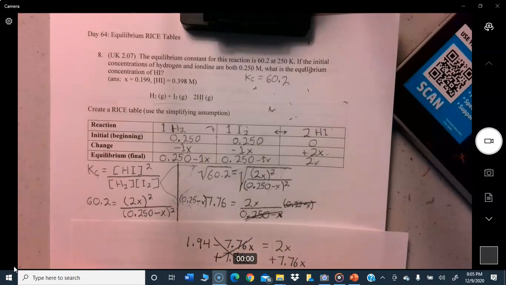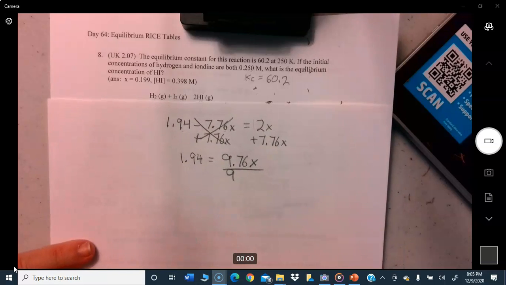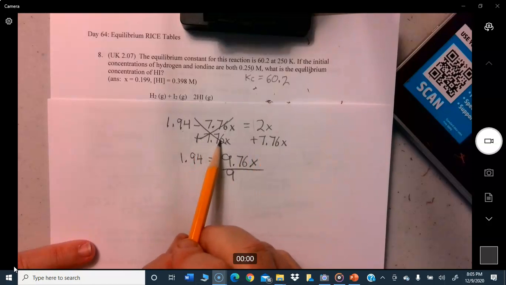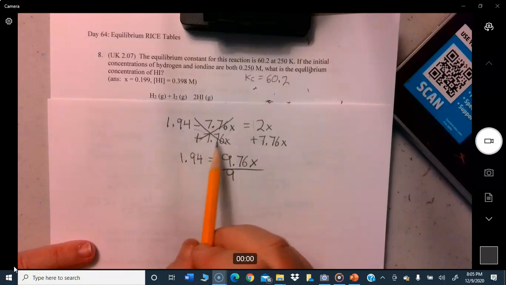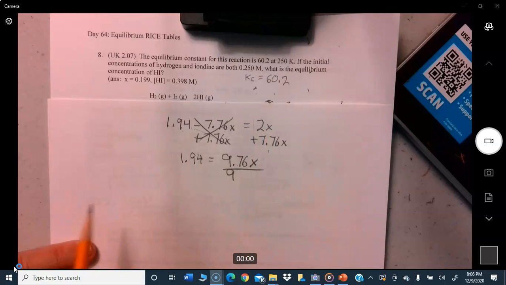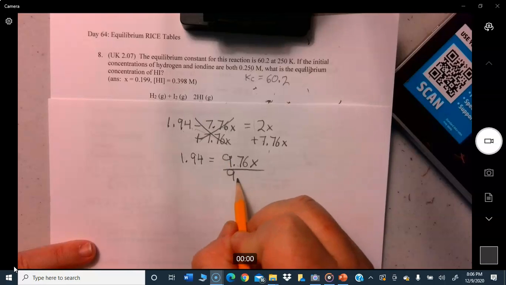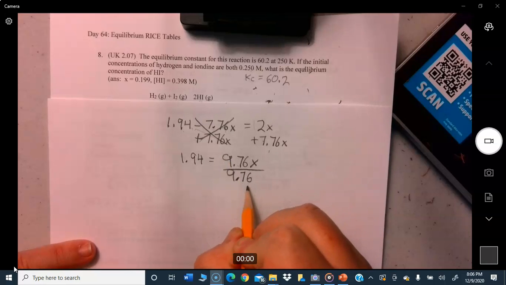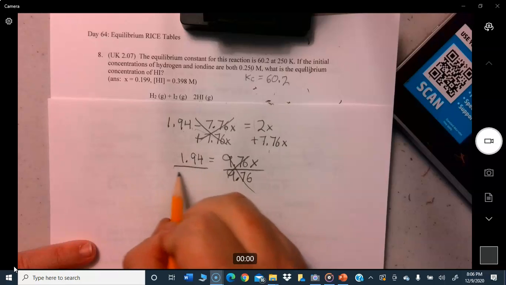That goes away, and I have 1.94 equals 9.76x. Divide both sides by this. So what I did was I added 7.76x to both sides. This one canceled. That becomes 9.76x. And then you still have the 1.94. Now we're going to divide by 9.76. We need to solve for x. It goes away.